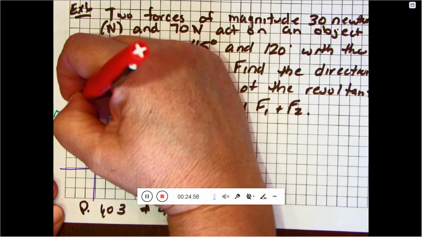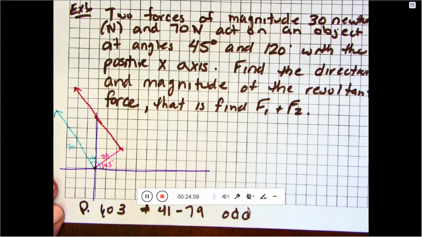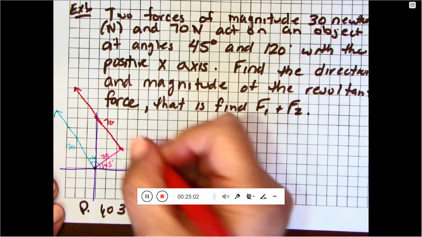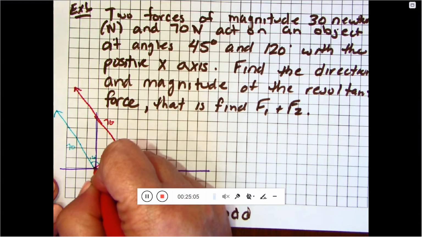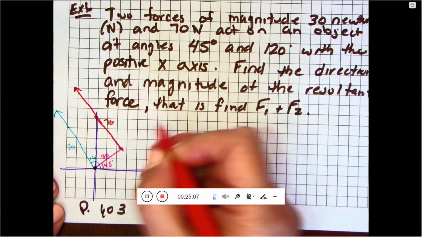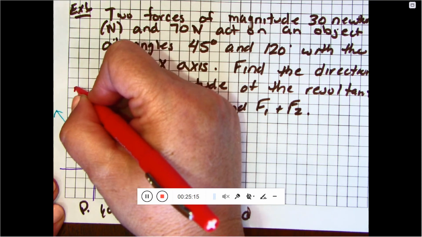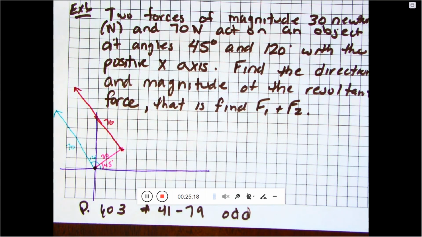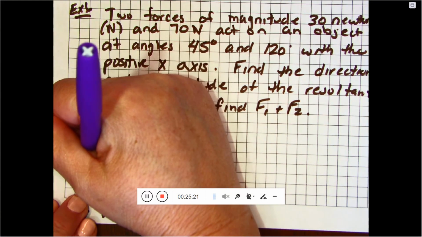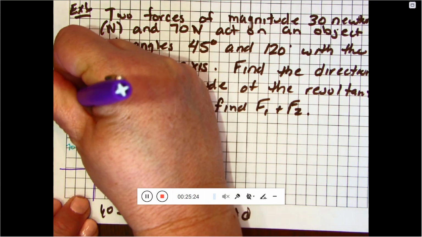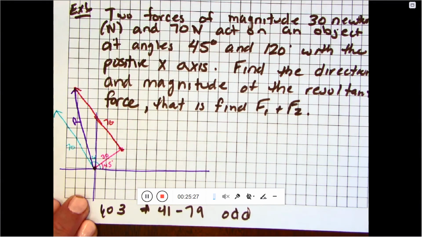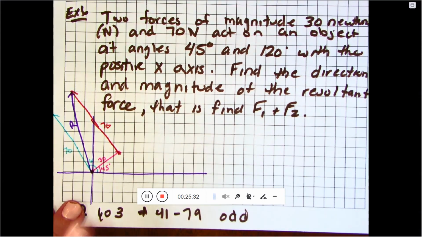Well, if I could draw straight, that would be nice. Okay, where this is 70 newtons. So I start here. This is the initial point of the first force vector, the terminal point of the first force vector, the initial point of the second force vector, the terminal point of the second force vector. And the resultant is right here if you went from tip to tail. So this is my resultant vector. That's the vector I'm looking for. I want the direction and the magnitude of that vector.